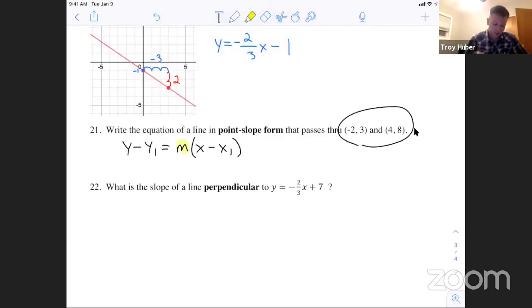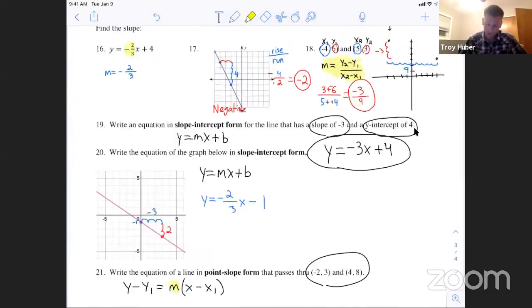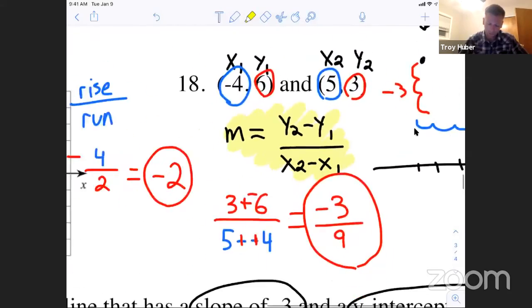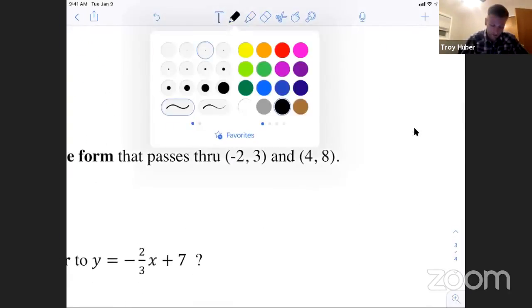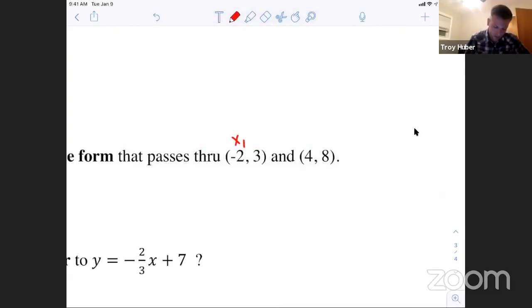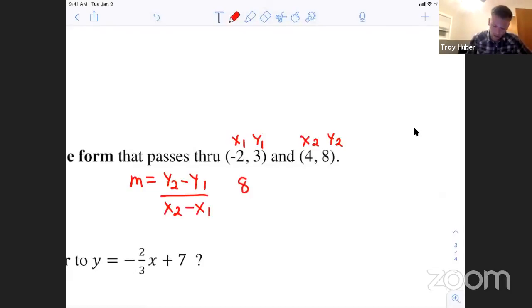We don't know what our slope is. So when I'm given 2 points, I'm going to use this formula up here. I always start by labeling those points: x1, y1, x2, y2. And that formula again is m equals change in y over change in x, or y2 minus y1, 8 minus 3, over x2 minus x1, 4 minus -2.